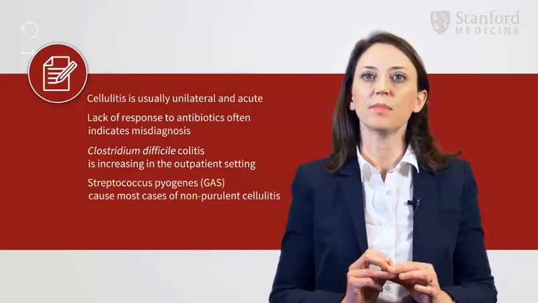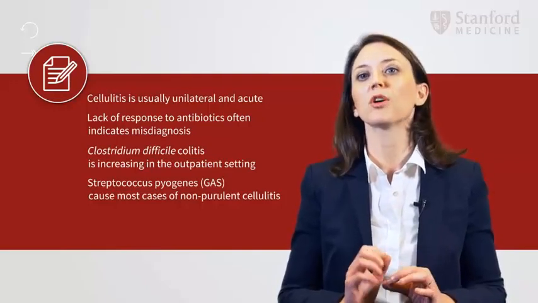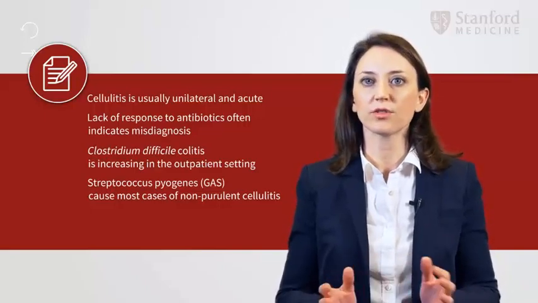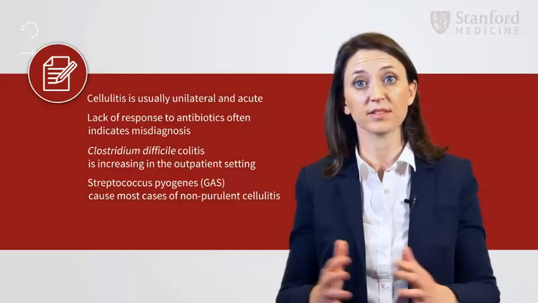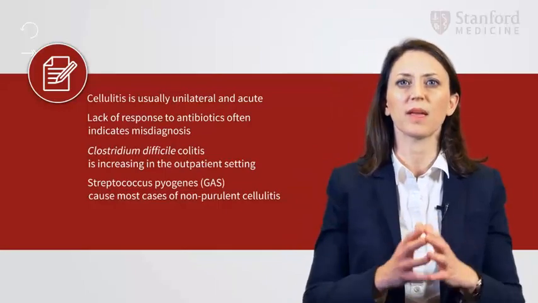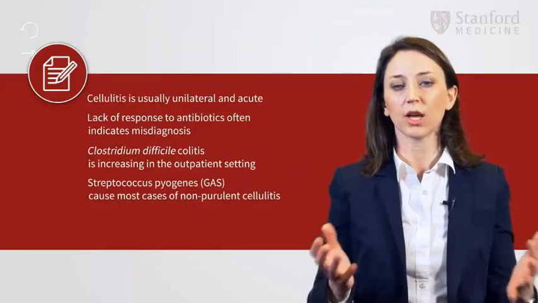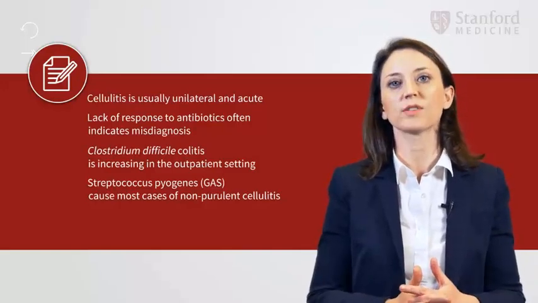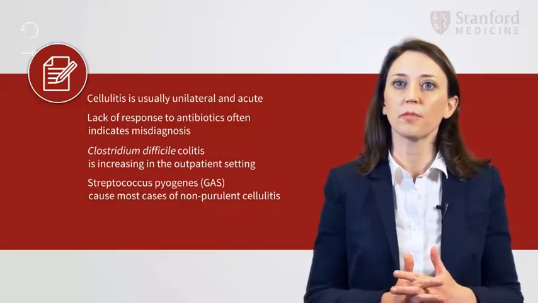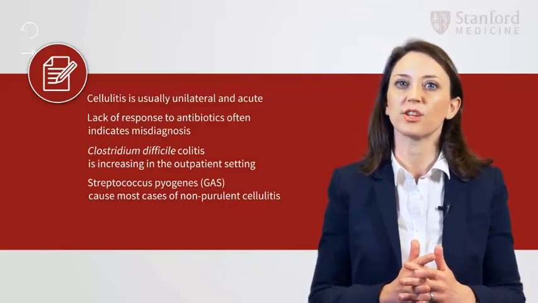Fourth, beta hemolytic streptococcus, particularly Strep pyogenes or group A strep, cause most cases of non-purulent cellulitis. Data suggests that this is also the case for diabetic patients in the absence of an open infected wound. Thus, most patients only require narrow-spectrum antibiotics with good streptococcal coverage and good oral bioavailability, including, for example, dicloxacillin or cephalexin.